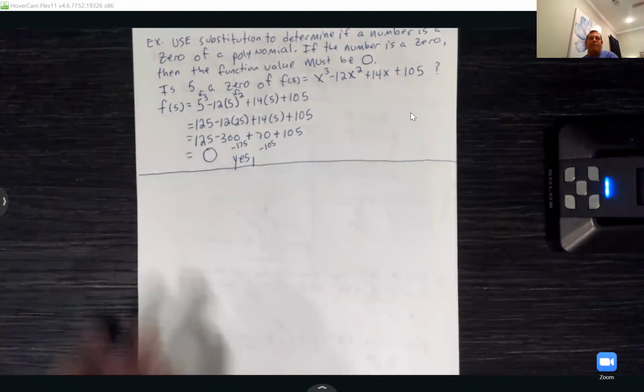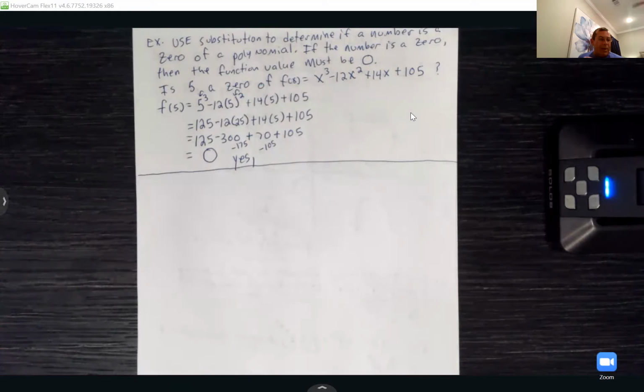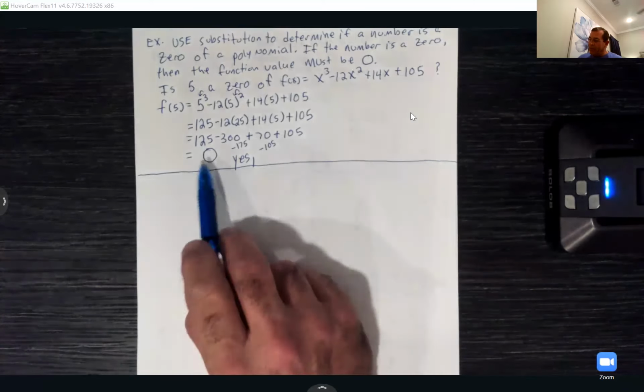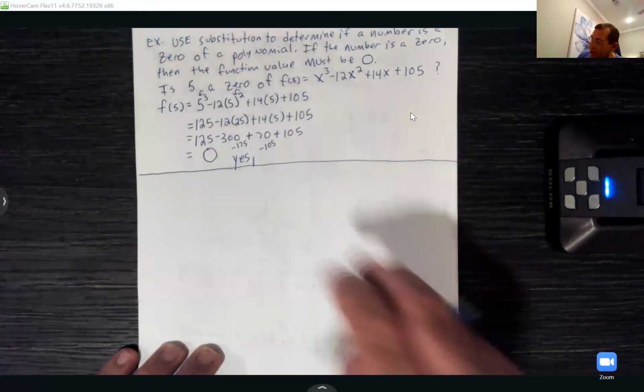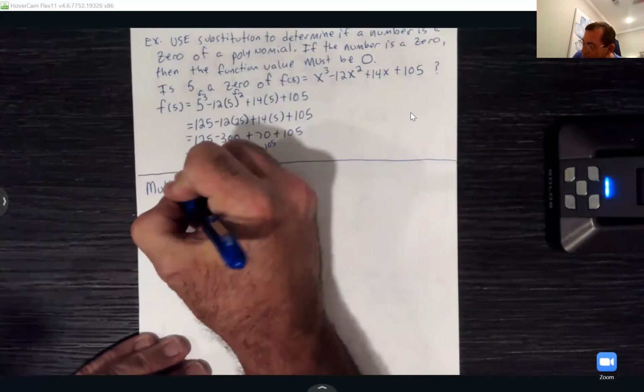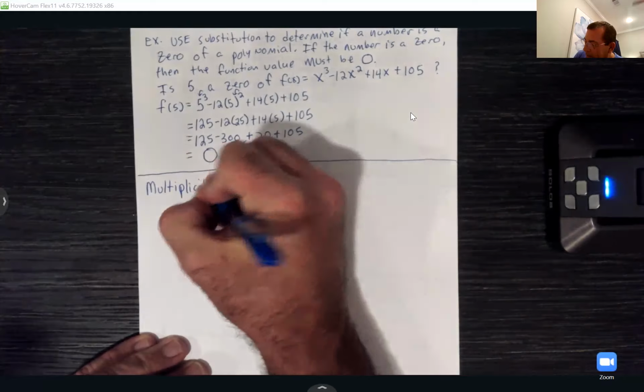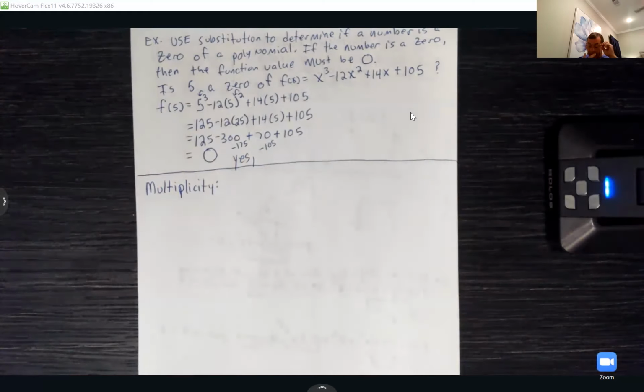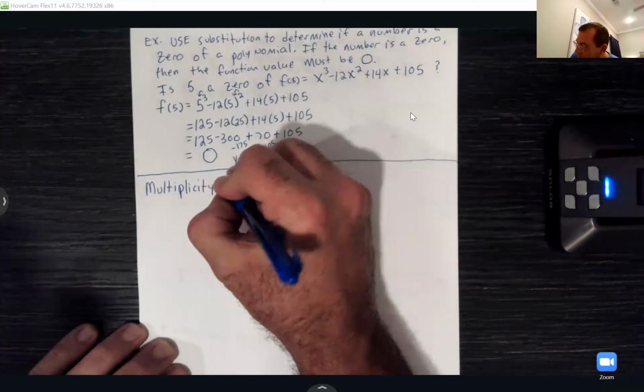All right, so now remember, zeros are what we call the solutions of our quadratic equations. Same thing applies with the polynomials. We still get 0 for those values. But y'all, a new word for us in this section is multiplicity. So multiplicity is the number of times that a 0 occurs.